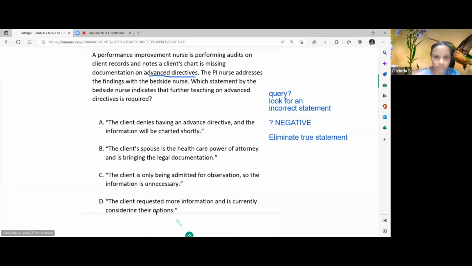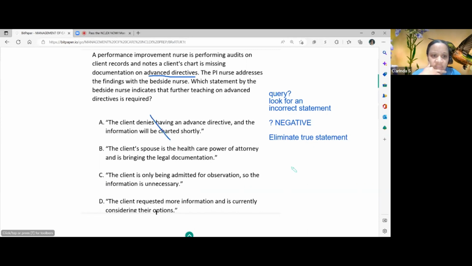With option A, should we keep that answer? Should we eliminate it? You can put it in the chat: keep or eliminate. Someone says eliminate. All right. Client denies having an advanced directive. Yes, eliminate. And the information will be charted shortly. So she's already addressed that this patient has an advanced directive, and I just have to go back in and chart it so that it will not be missing in the chart. So yeah, that's a good one to get rid of.